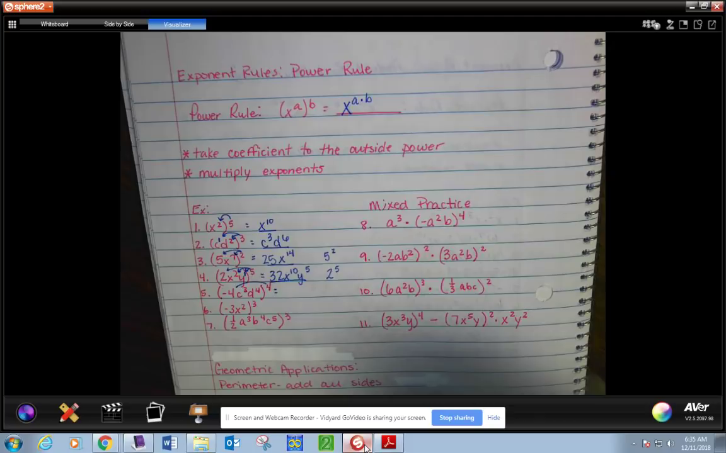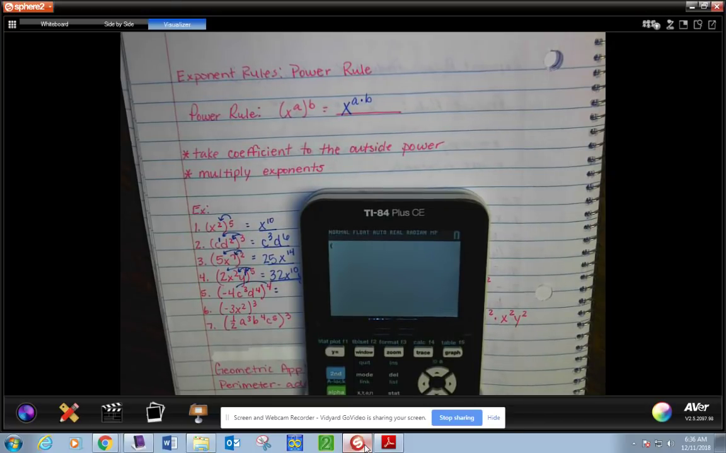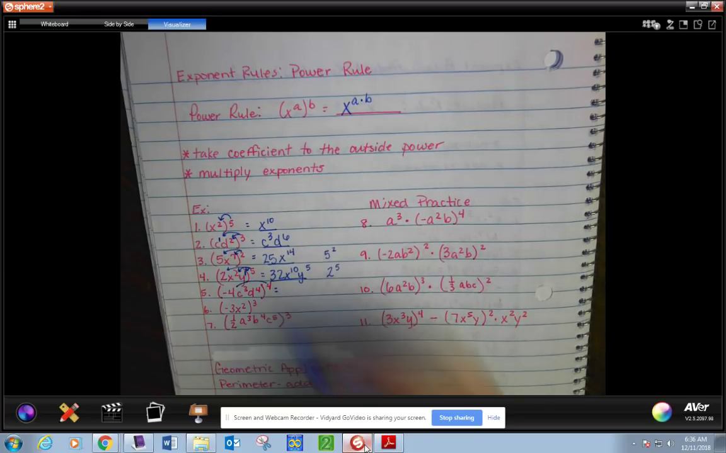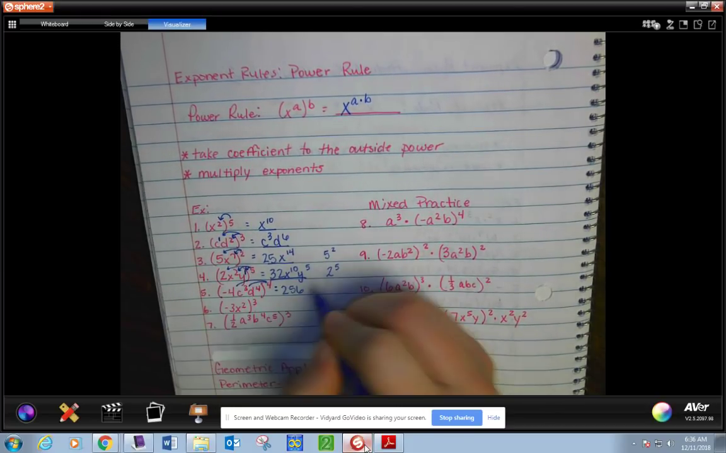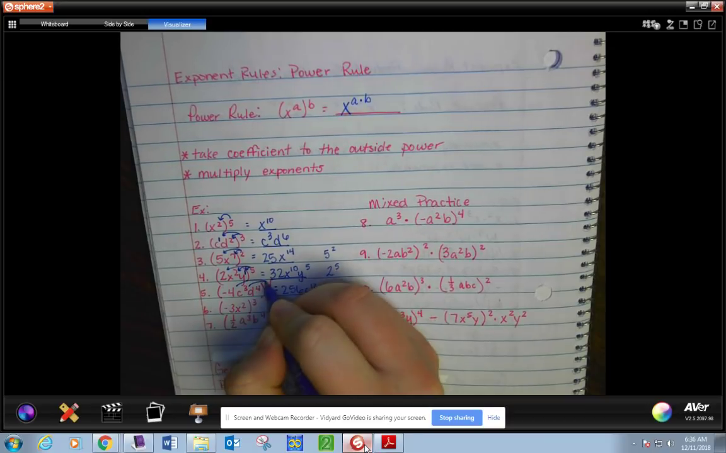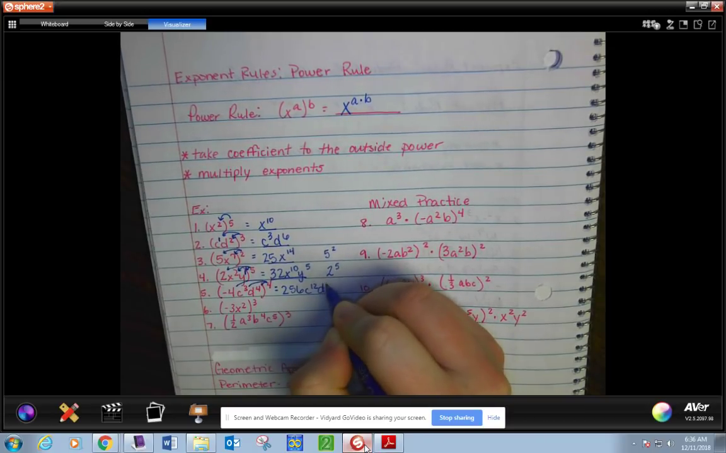Or if you want to, in your calculator, you have to be very careful and put negative 4 in parentheses to the 4th, which gives you the 256. And then you take 4 times 3, which is c to the 12th, and then you do 4 times 4, which is d to the 16th.